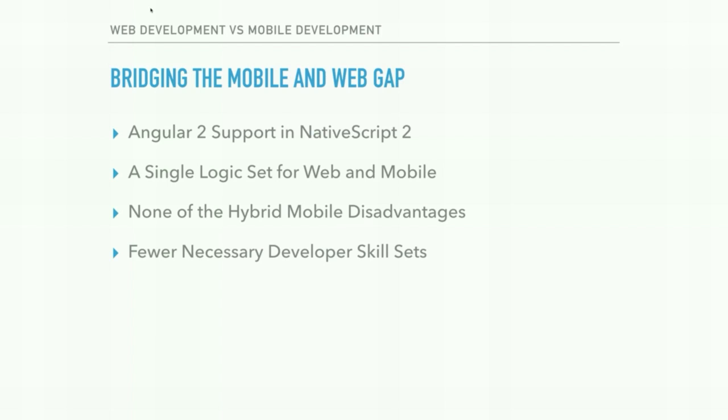When I say that you don't have any of the disadvantages of hybrid mobile, if any of you are familiar with Apache Cordova, PhoneGap, Ionic, that kind of stuff, those are hybrid technologies. They work via a web view, so the applications get rendered in this web view. Depending on your device, if you have a slower device, the performance could be an obstacle because not all devices have a very performant web view. So being that NativeScript compiles all of this to native code, you're running at native performance. And then, of course, there's fewer necessary developer skills.